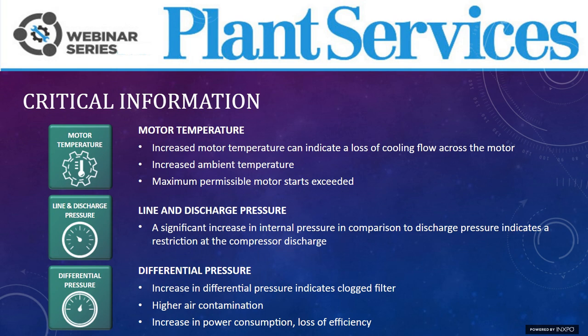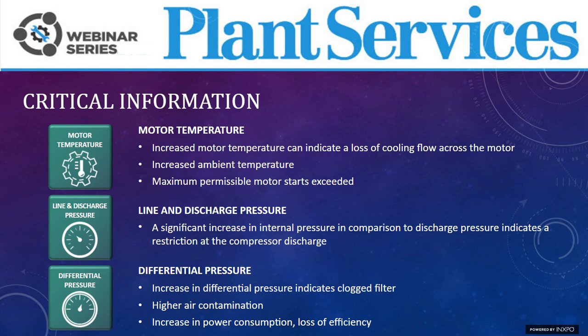Take another look at some critical information that is important to monitor. Motor temperature, similar to oil temperature, is a good indicator for a loss of cooling flow, in particular across motors. Overloading a motor can also be a cause of increased motor temperature.